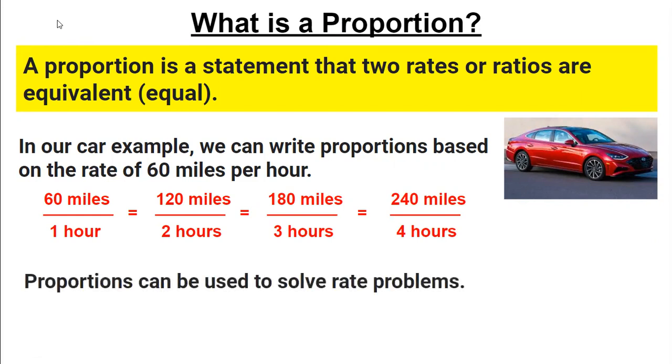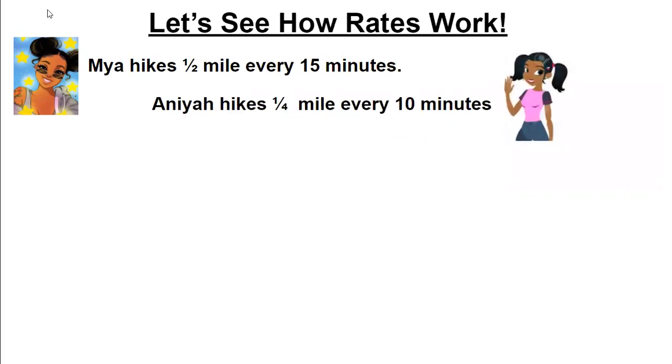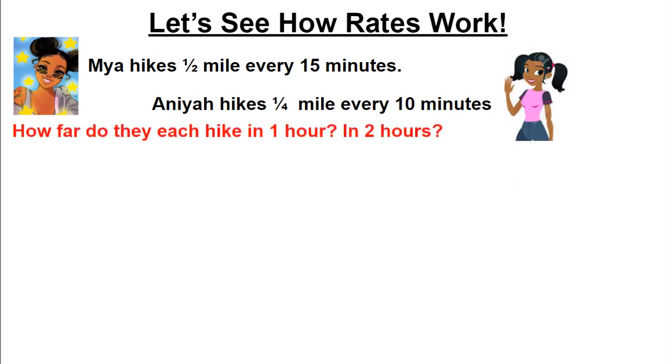Proportions can be used to solve rate problems, and that's the method I'm actually going to be using with you guys. So let's see how rates work. So Maya hikes half a mile every 15 minutes. And Anaya hikes 1/4 of a mile every 10 minutes. Okay, so we have different rates. Maya's walking rate is different than Anaya's walking rate. How far do they each hike in 1 hour and then in 2 hours? Well, let's take a look. How do we figure this out?